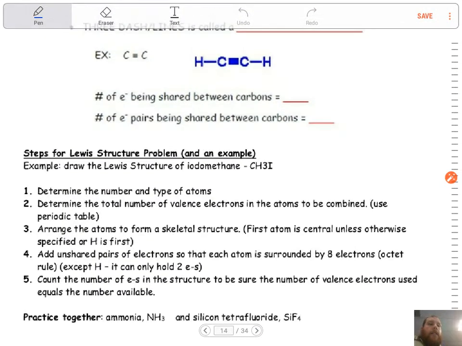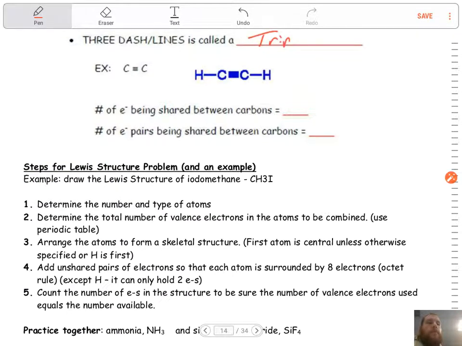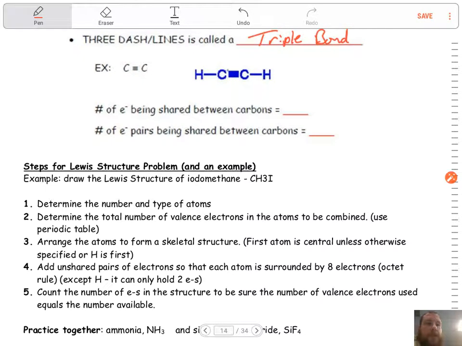The last possible type of bond you could see would be a triple bond. There's no reason why I'm doing it in different colors. I was just trying to get a red so you could actually see it here with this blue.